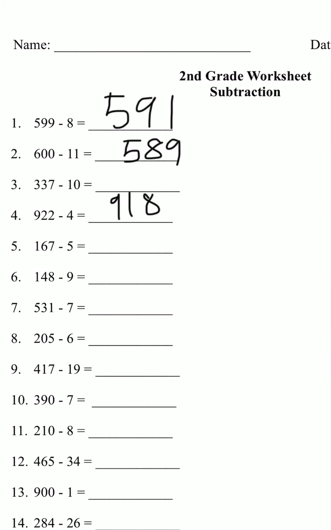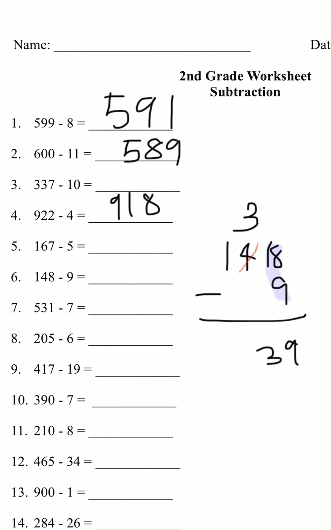Now let's try number 6. 148 minus 9. We're going to borrow 1/10 from the 4. That's going to be a 3. And now we add 1. So now we add 10 to the 8, which is 18. 18 minus 9 is 9. 3, 1. So the answer is 139.